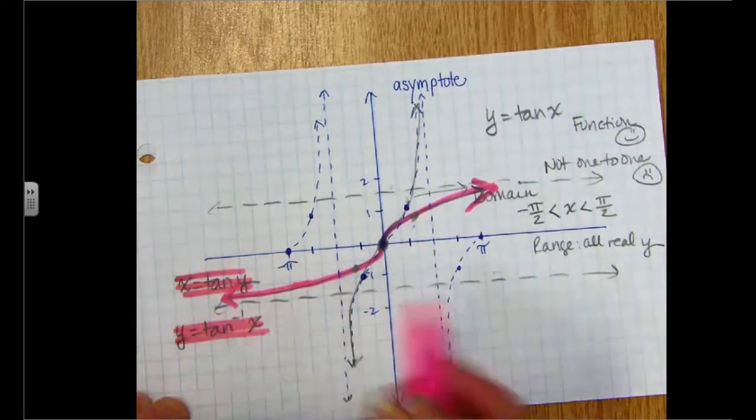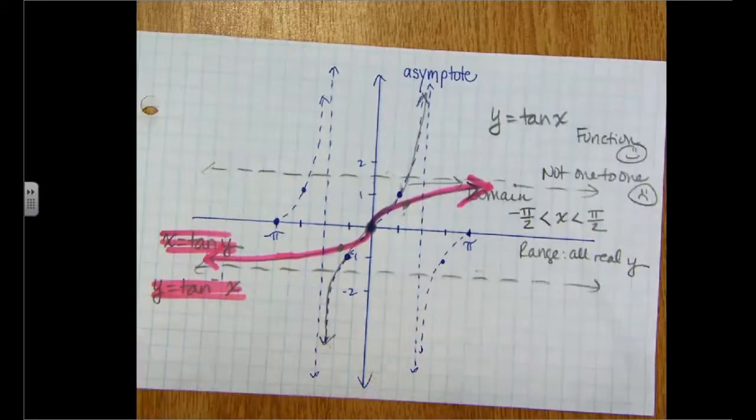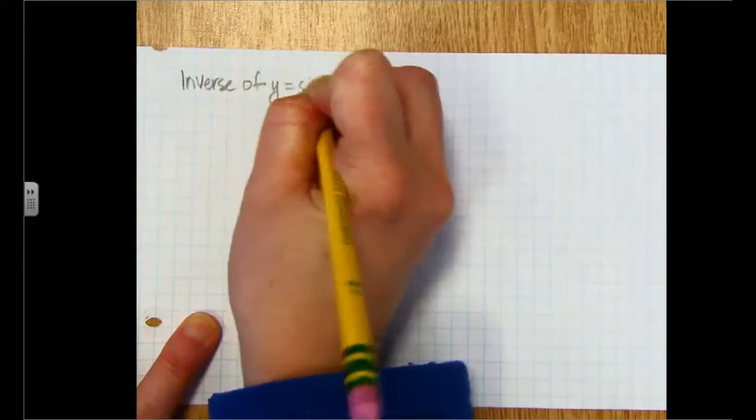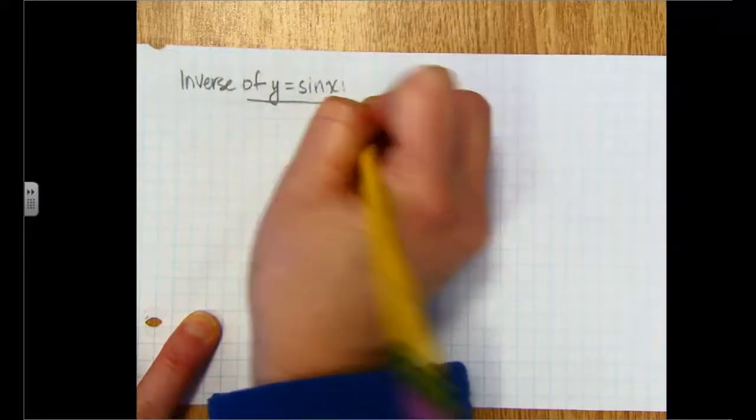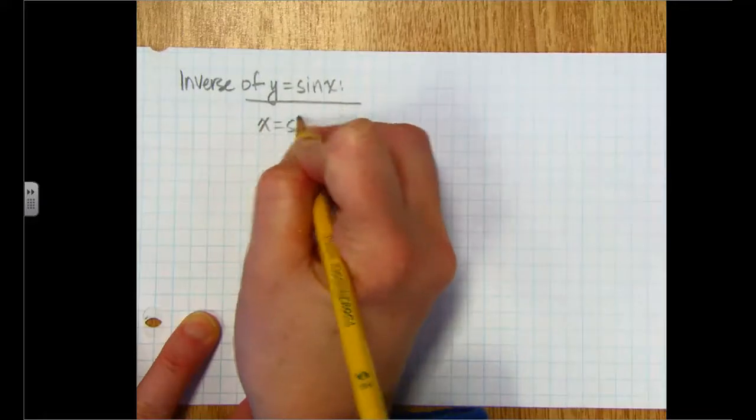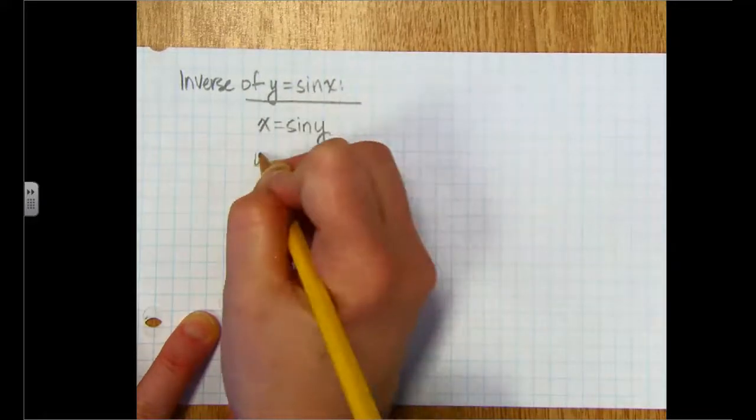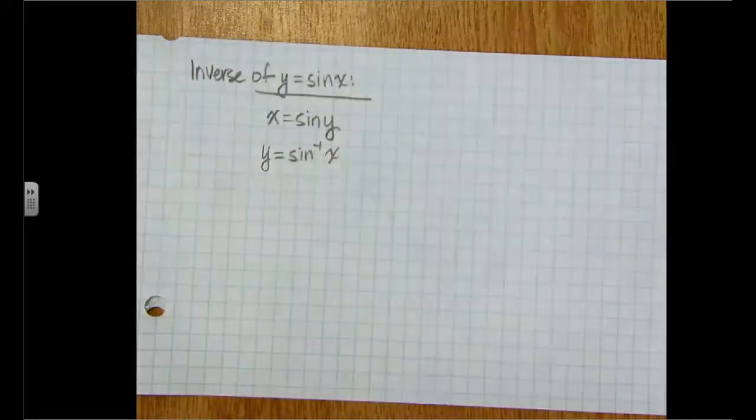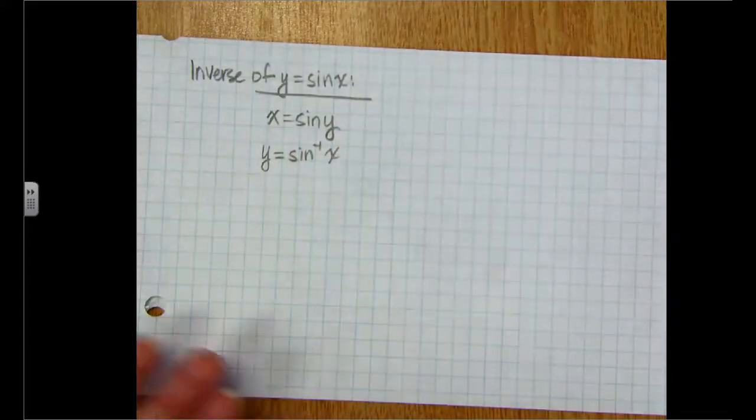Now the last thing I need to mention to you is there are other symbols for finding inverses that you may come across, and I just need to show those to you in case you come across them. You need to understand that they're all the same. So if we talk about the inverse of sine, we could call it x equals sine y, switching x and y. Better to call it y equals inverse sine x, using inverse notation.